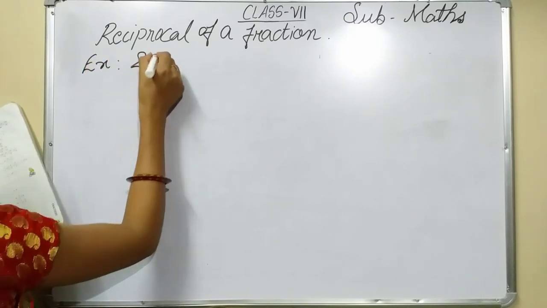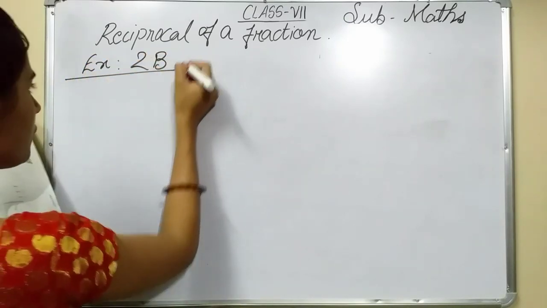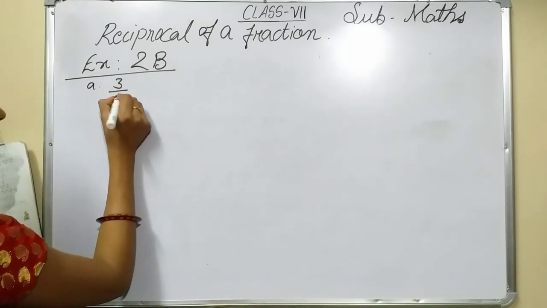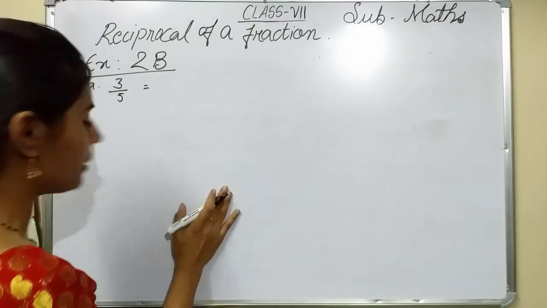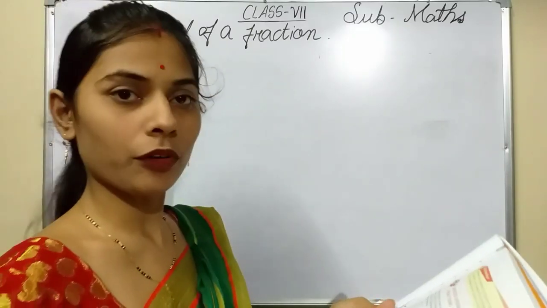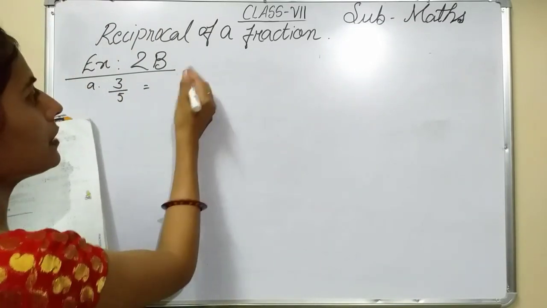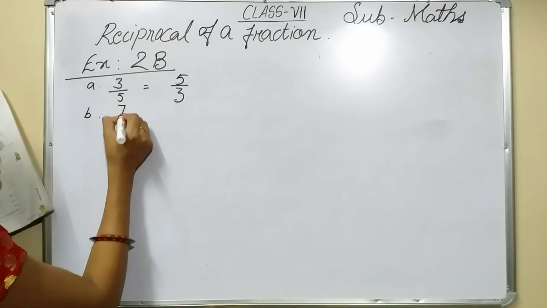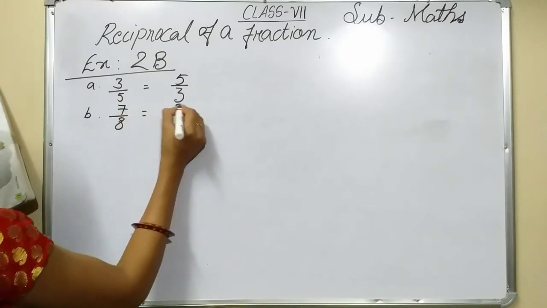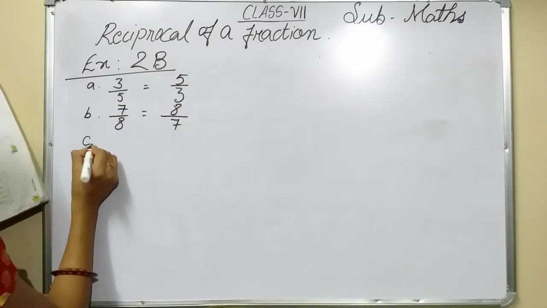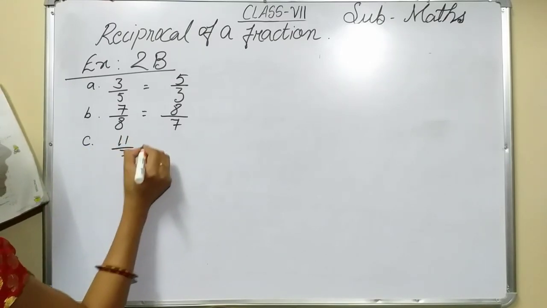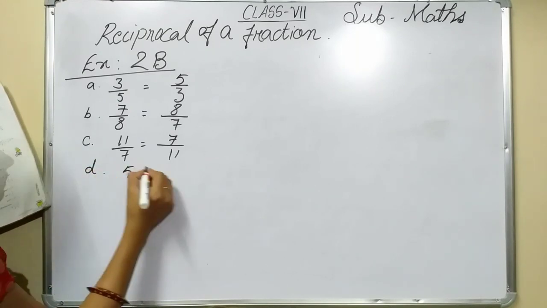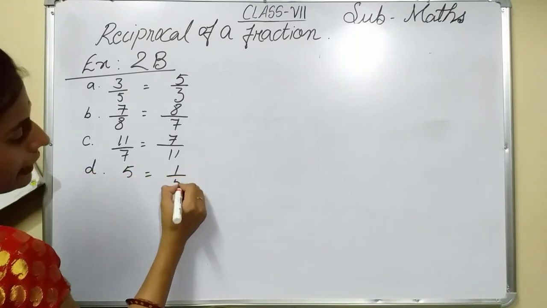Exercise 2B. Our first question is: find the reciprocal of the following. A. 3 by 5 means 5 by 3. B. 7 by 8 means 8 by 7. C. 11 by 7, that is 7 by 11. D. 5 means 1 by 5.